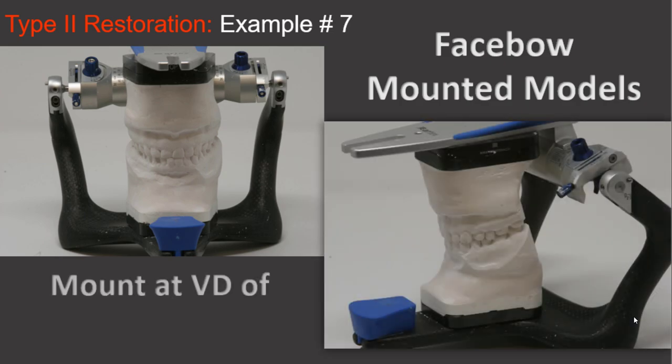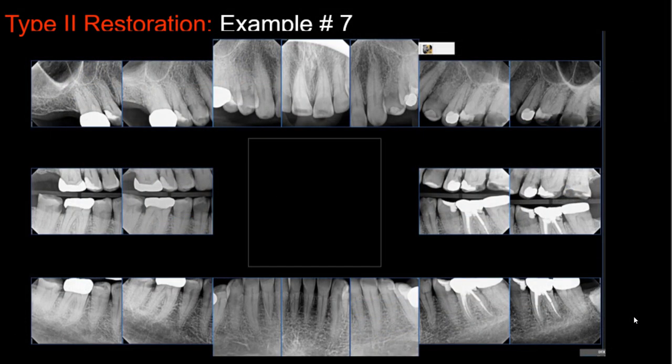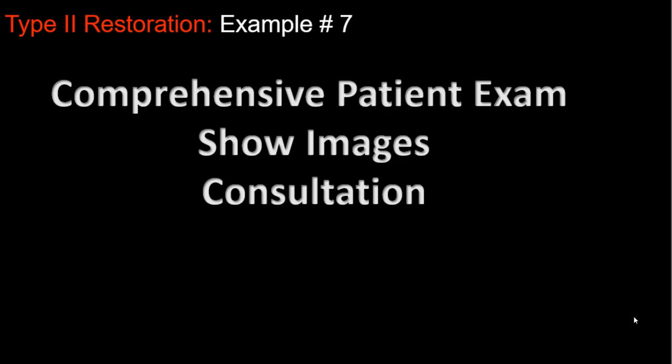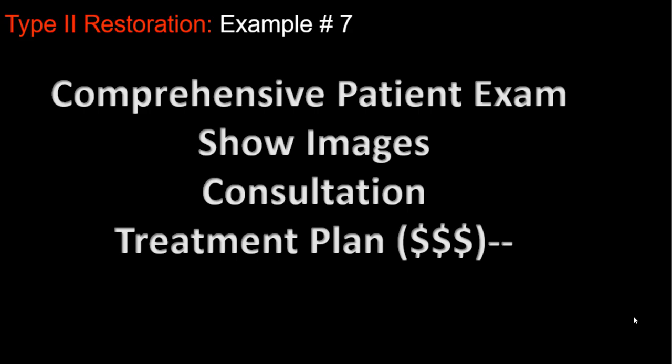So we mount our models, we mount them at an open vertical, and we try to guesstimate where that vertical is by making an anterior stop. This is somewhat of a guess in the beginning, and throughout the course of treatment, we finalize our vertical dimension, do our full mouth x-rays, and then we can get the patient back and we do a comprehensive exam. We show them the pictures, we do a consultation, we go through all of this. So by the time we're done with our consultation, we've come up with a treatment plan, which is pretty accurate, and we can start talking about fees.